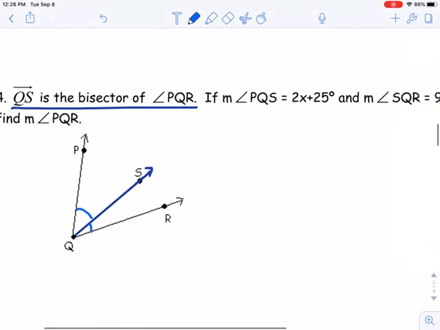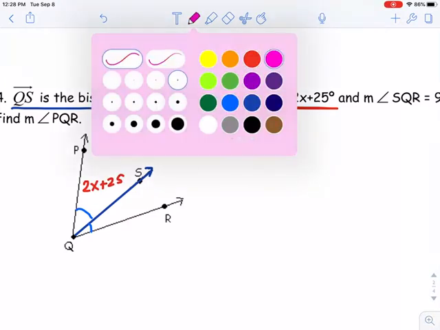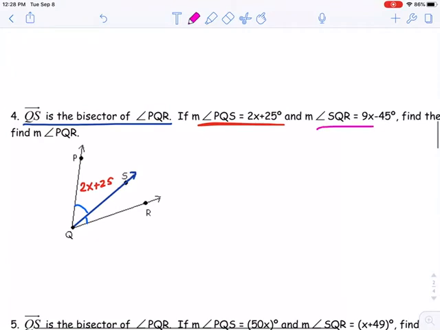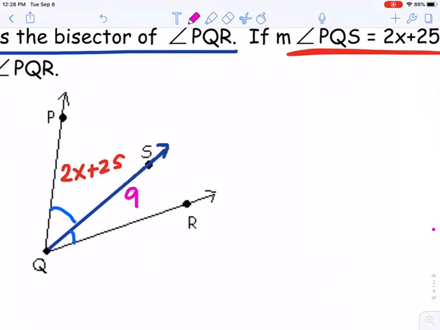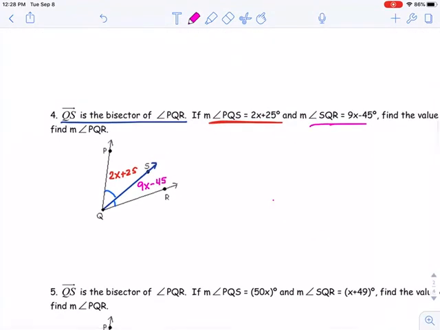Furthermore, let's label the picture. This is a good skill to have. It's gonna tell us exactly what we have and how to go about it. This is 2x plus 25. Then we got 9x minus 45. And it's telling us to find the measure of angle PQR.